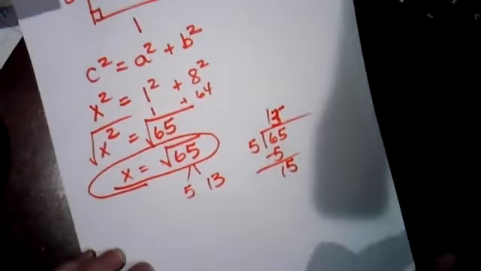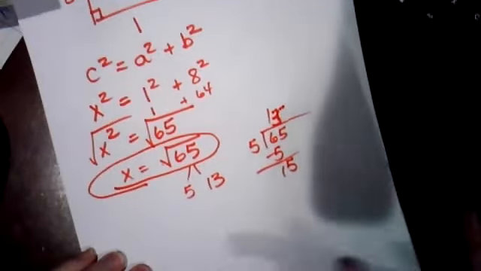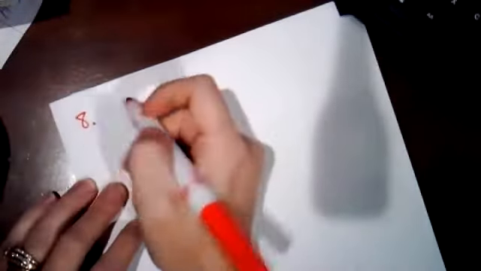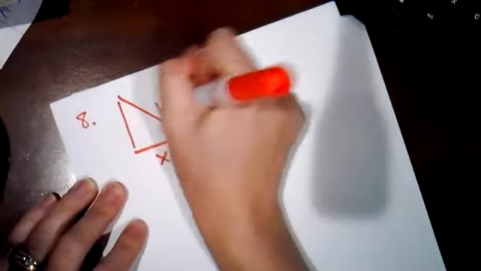Okay, I would like to work another one like number 8. Number 8, I don't believe is part of your homework. Okay, but it is a very interesting problem where your x is one of the legs, and we have this. All right, so again, c squared equals a squared plus b squared.